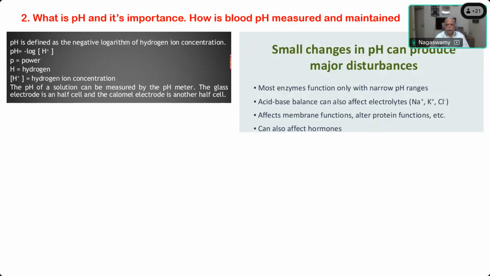And acid-base balance can also affect electrolyte changes. It affects membrane function, alters protein function, and also affects hormones. So that is the main importance of that.